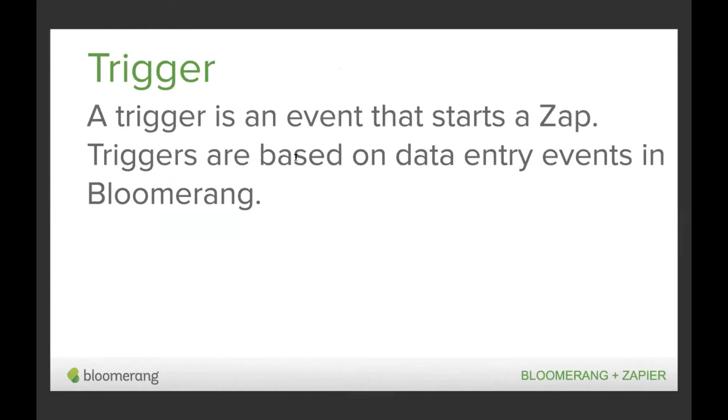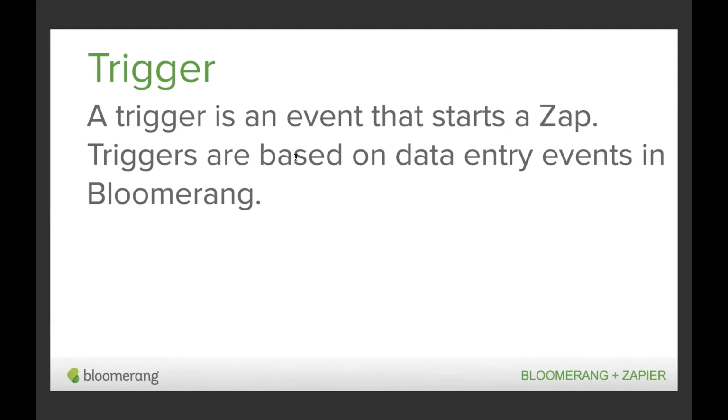So a trigger is an event in Bloomerang. And when the event happens, the trigger starts a Zap. Each trigger event starts a Zap to run and complete a subsequent set of actions. So if I enter 3 new constituents in Bloomerang and I use the new constituent trigger, my Zap will run 3 times, once for each new constituent.